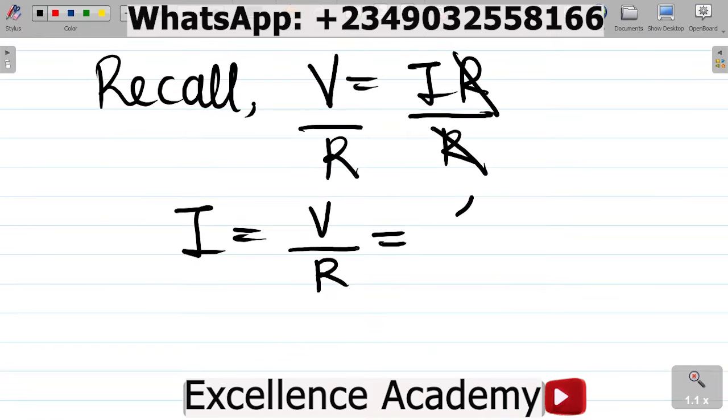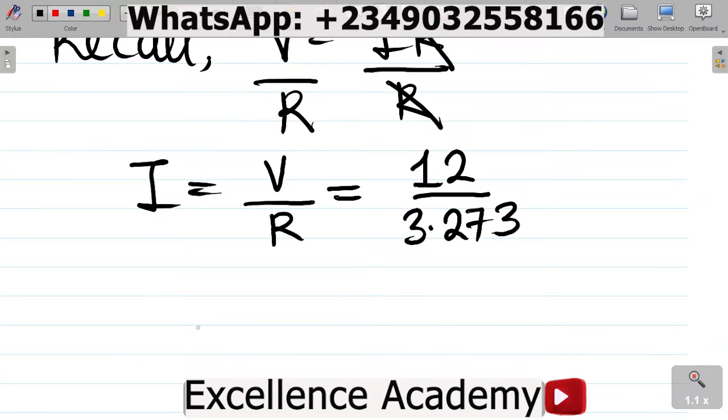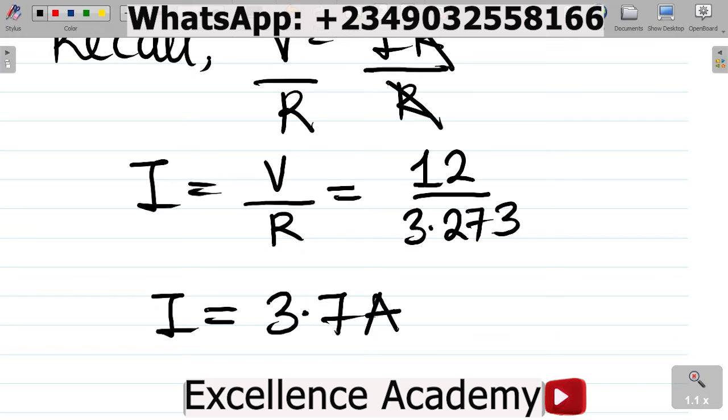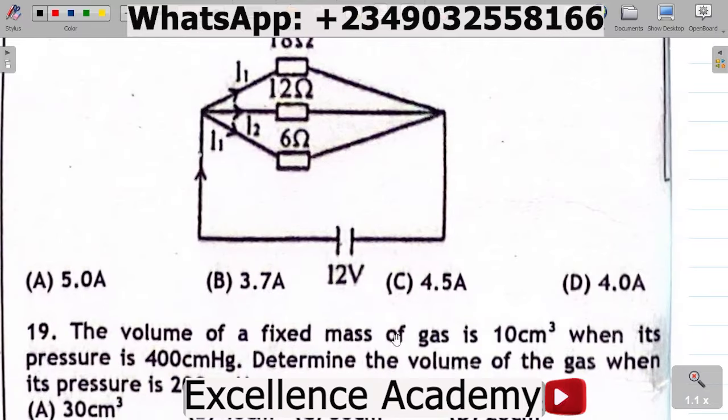So that becomes voltage 12 all over R. The value of R here is 3.273. Let's get this done. So I is equal to 12 divided by 3.273, and that gives you about 3.666, which is approximately 3.7. Current is in amperes. So let's see, 3.67 or 3.7, any of them. All right, that's option B, 3.7 amperes.